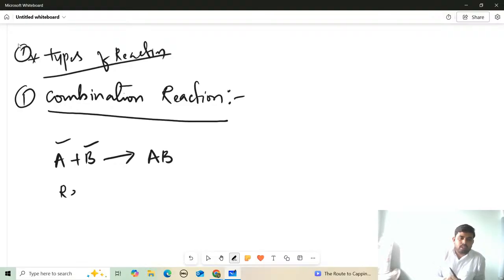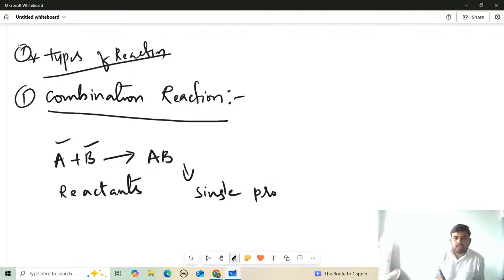These are reactants, right? Two or more reactants react to form a single product. Such kind of reactions are called combination reactions. This combination reaction is also called a synthesis reaction. Another name for combination is synthesis.